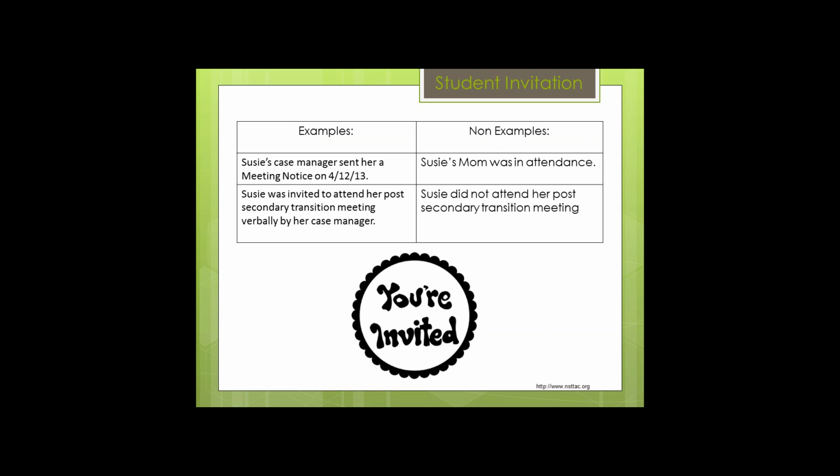Here are some examples and non-examples. Susie's case manager sent her a meeting notice. That would be a good example for us. Or Susie was invited to attend her post-secondary transition meeting verbally by her case manager. The non-examples: Susie's mom was in attendance. It doesn't say to us that Susie wasn't able to be there because of cognitive delays and mom was taking her place. Or just to say that Susie did not attend doesn't tell us that she was ever invited.